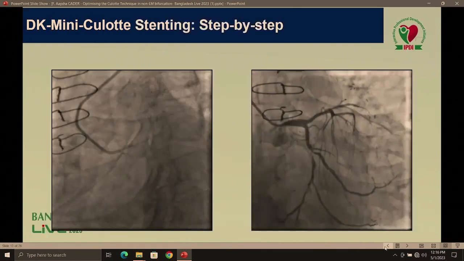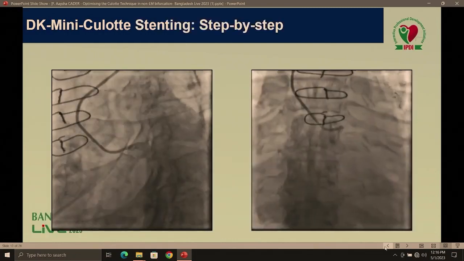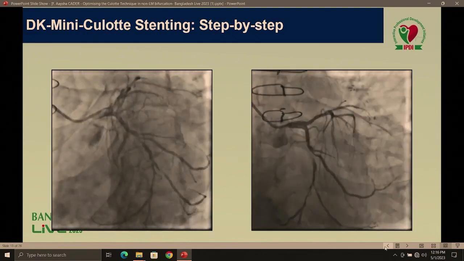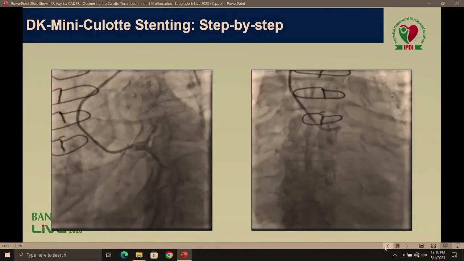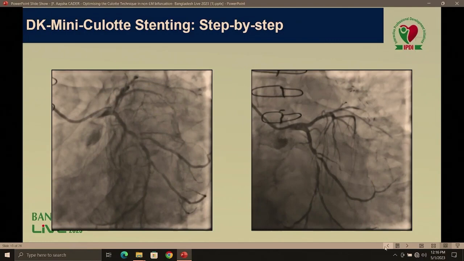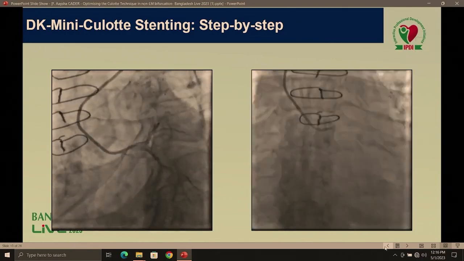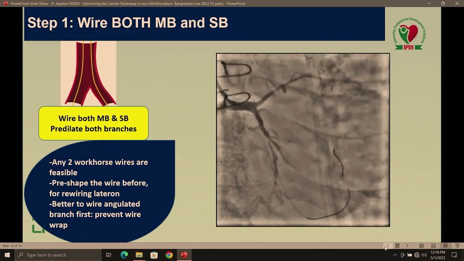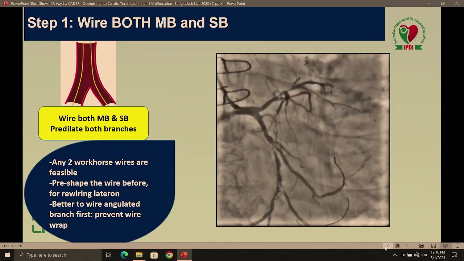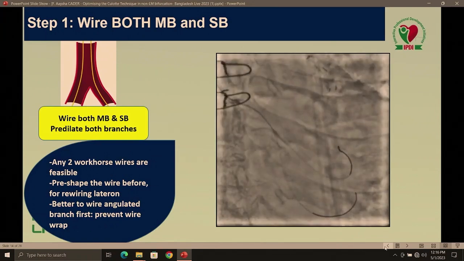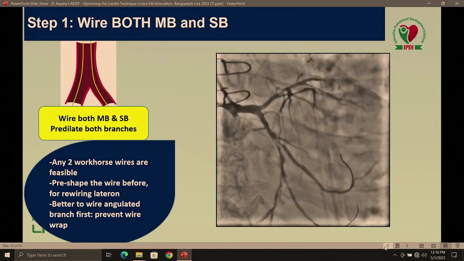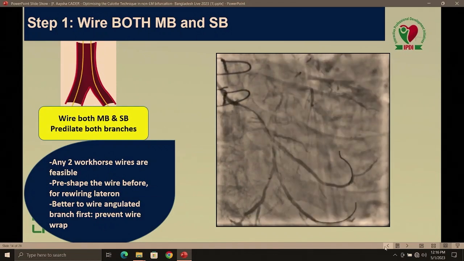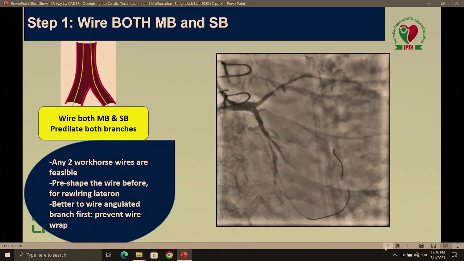So if we were to do a case demonstration of the Culotte technique step by step in order to optimize outcomes, this was a post-CABG case with a significant side branch of a patient with intractable angina, and seeing as the fact that both the distal main branch and the side branch were of equal diameter and also of a narrow angle, we decided to go for an upfront Culotte technique.